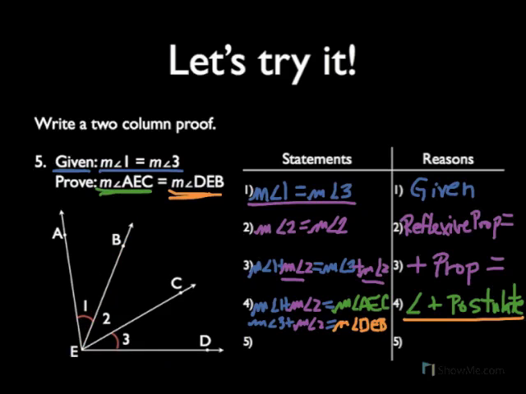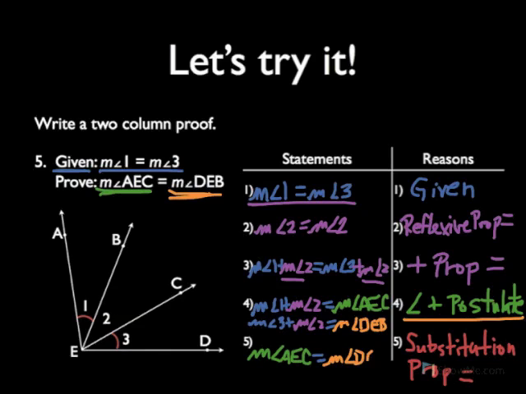So now we've done this, but we can tie step 3 and step 4 together using the substitution property of equality. What I'm going to do is substitute the measure of angle AEC in for the measure of angle 1 plus the measure of angle 2, and I'm going to substitute the measure of angle DEB in for the measure of angle 3 plus the measure of angle 2. There we have our proof for this problem.